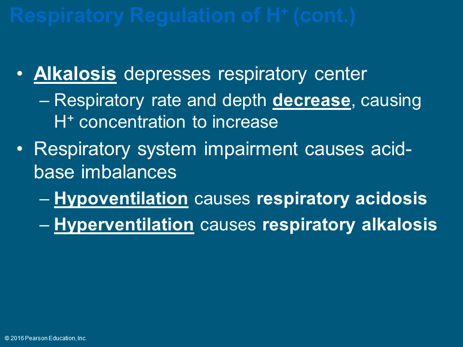Now, if there are abnormalities occurring within the respiratory system, somehow the respiratory system is impaired, it can lead to these imbalances of the acid and bases. Hypoventilation can cause respiratory acidosis. Hypoventilation, you're not breathing as fast, therefore you're not getting rid of the CO2, which means you're increasing levels of the hydrogen ions, which means the pH is decreasing and you're leading towards what we call respiratory acidosis.